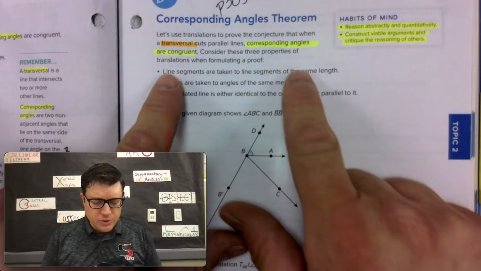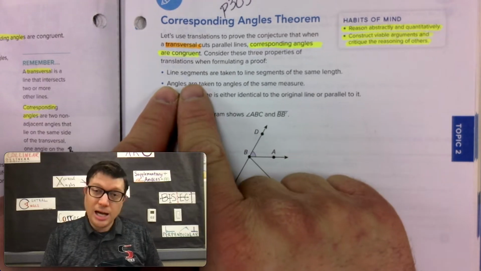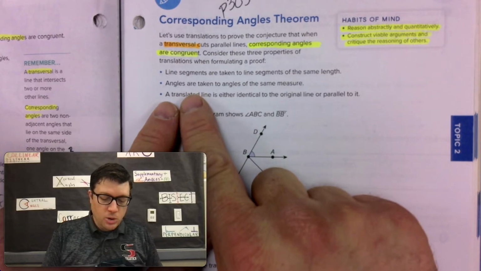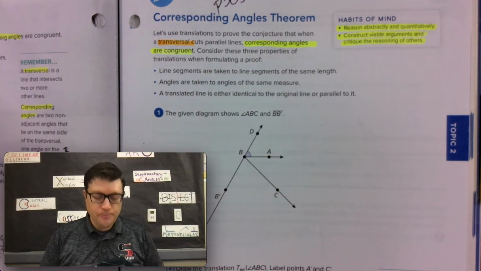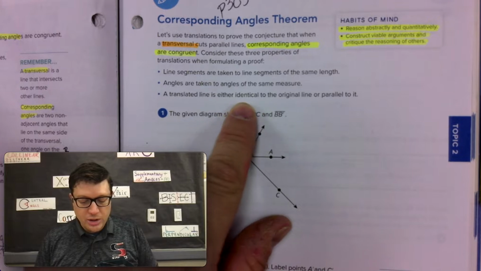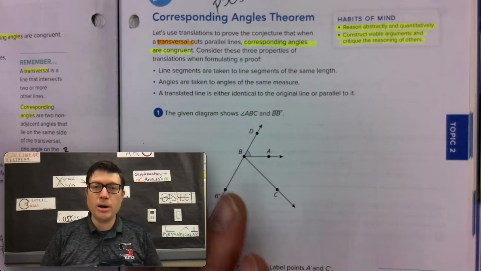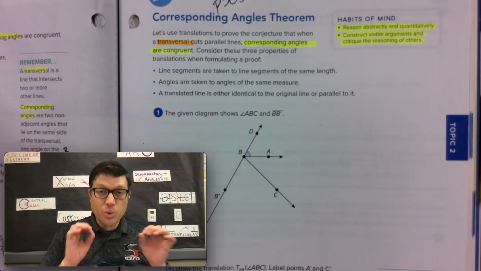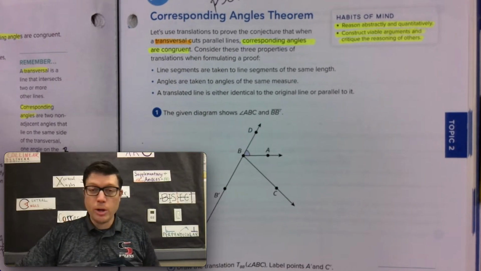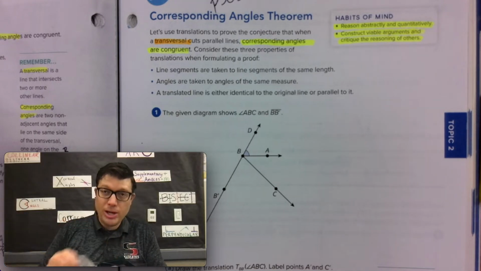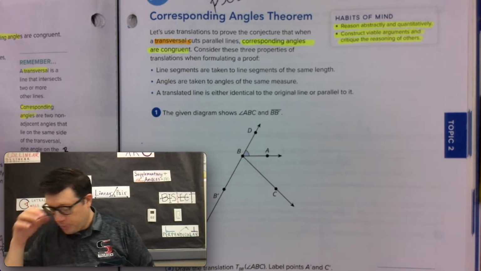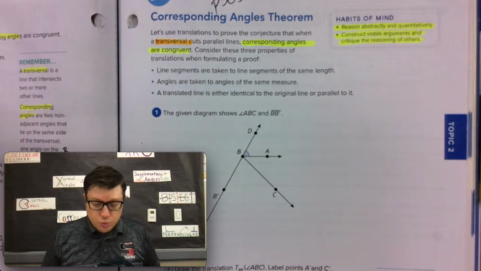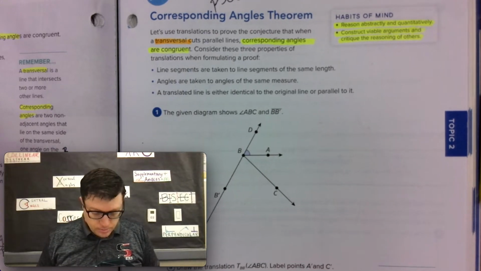Consider these three properties of translations when formulating a proof. Line segments are taken to line segments of the same length. Angles are taken to angles of the same measure. And a translated line is either identical to the original line or parallel to it. So those three statements are what we get to use when we trace and translate the line that's there. In order for us to see parallel lines, here's what we're going to need to do. We're going to need to draw AB longer.